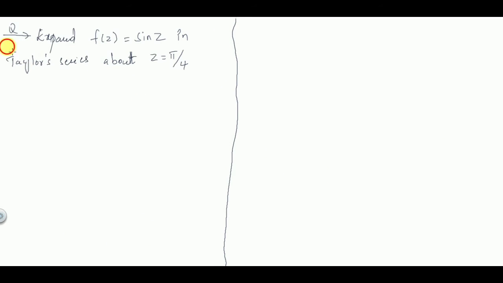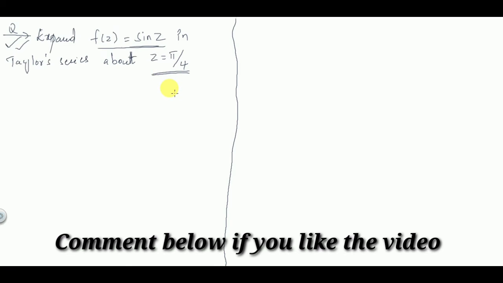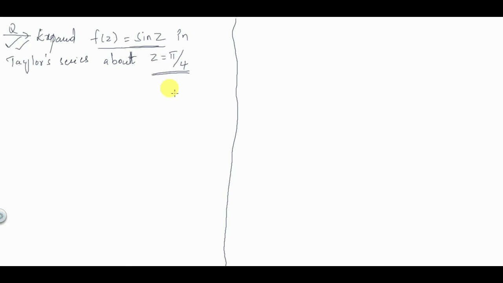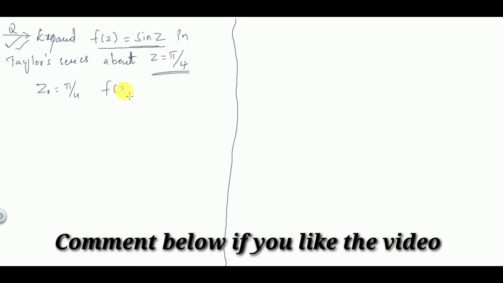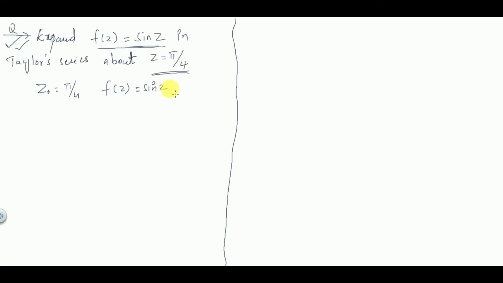Right, next we'll see one more problem on this. The given function f of z is sin z, and you're asked to find the expansion of the Taylor series about the point z0 is equal to pi by 4, and f of z is equal to sine z.